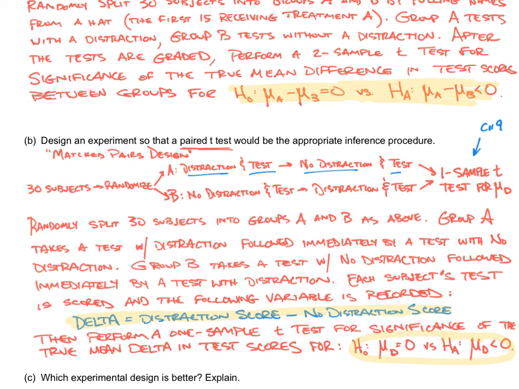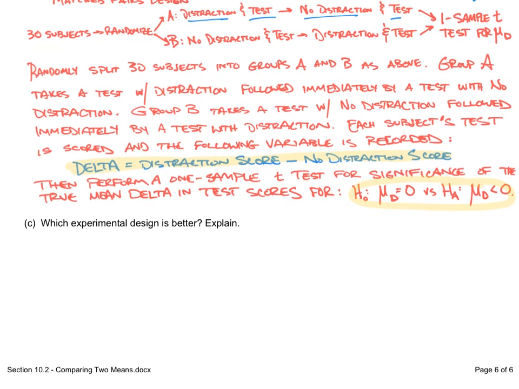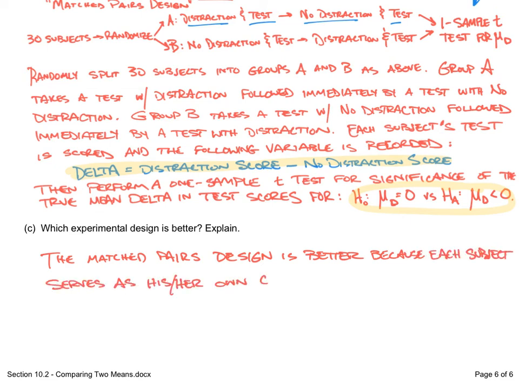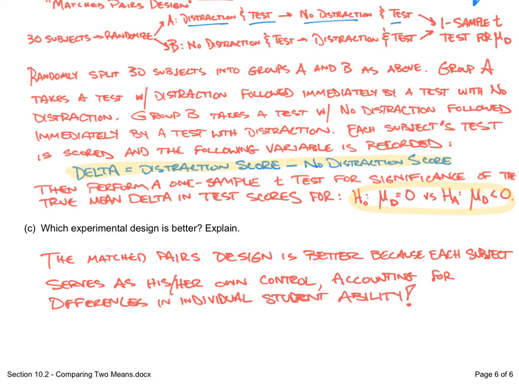Last thing we got to do here to wrap up this marathon lesson is decide which experimental design is better, and that answer is simple. All right, folks, that's it. Matched pairs design is better because each subject serves as his or her own control, accounting for differences in individual student ability. Because if by chance all the really, really smart students got put into the group with no distraction, that might skew our results one way or the other.